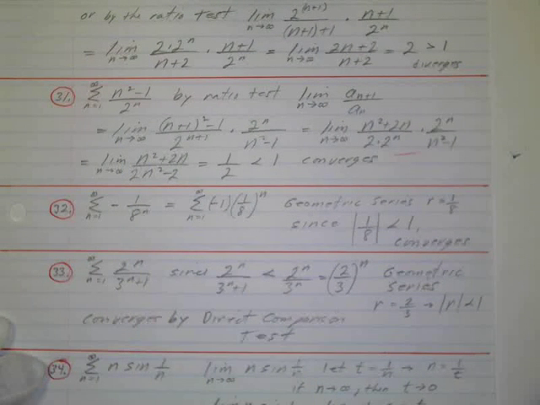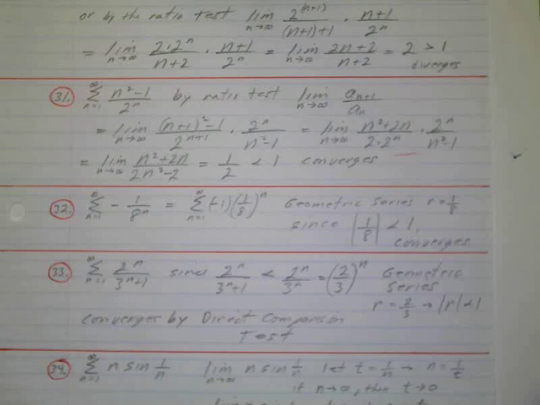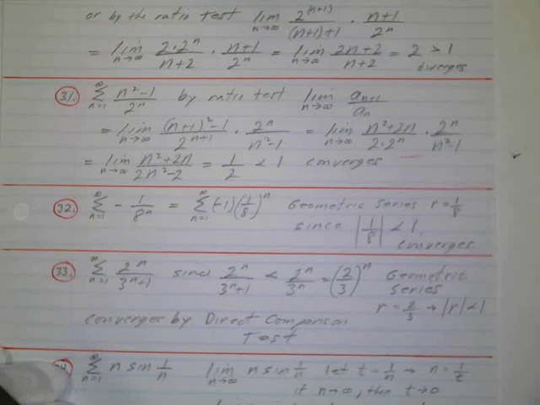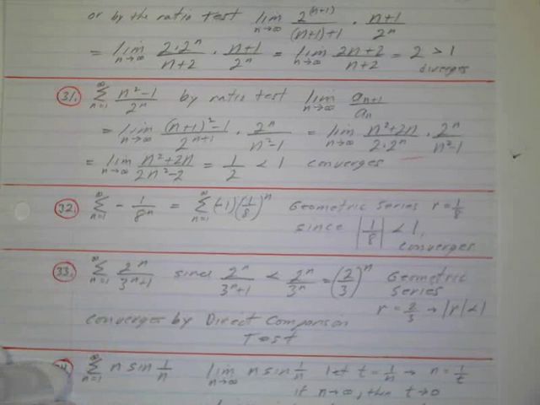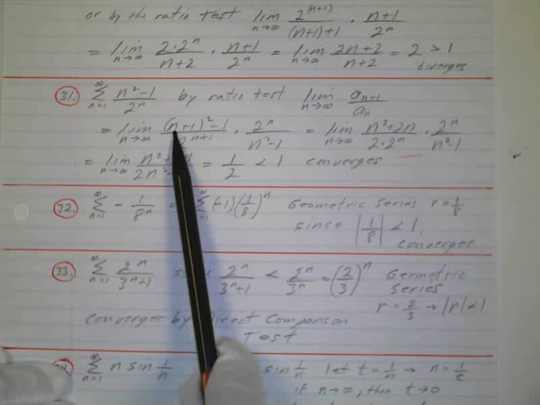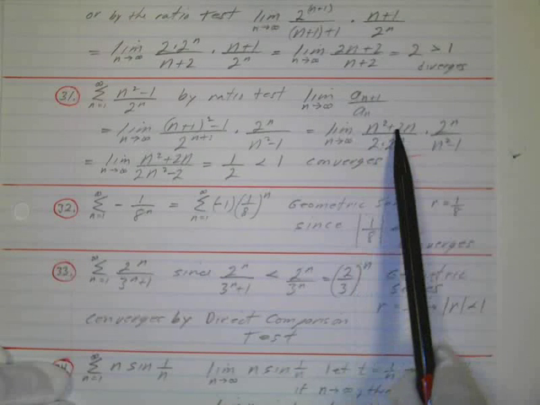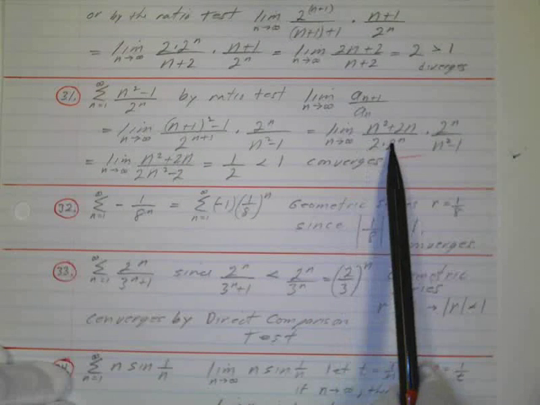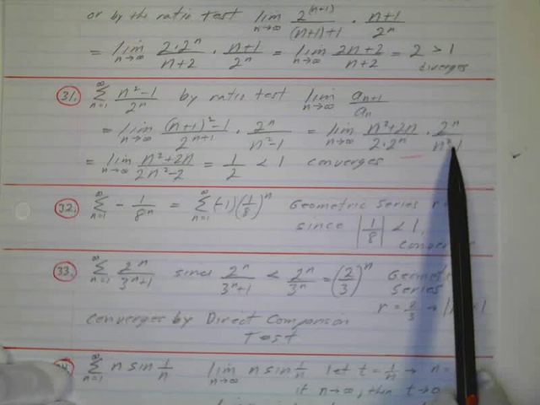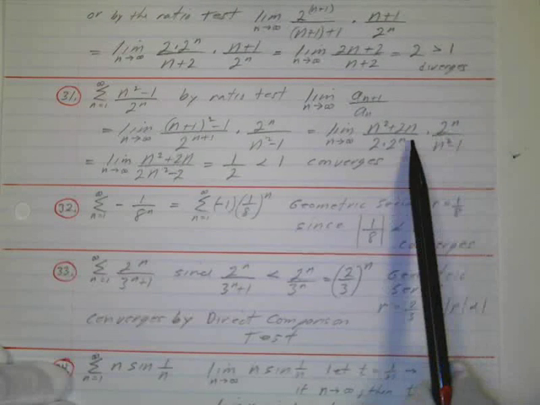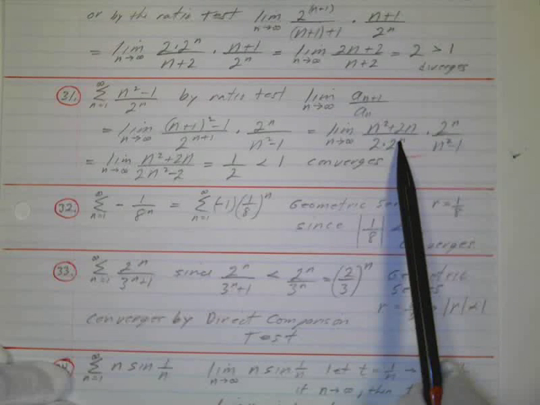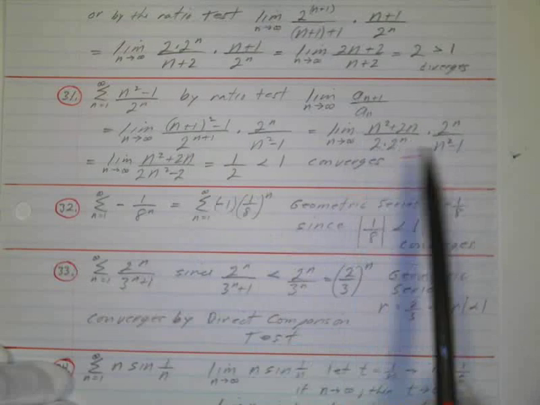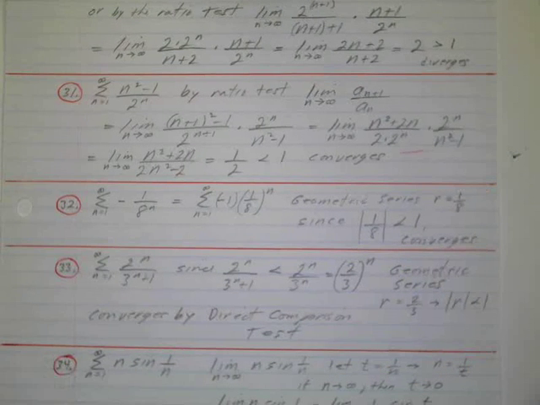All these terms will always be positive, so I don't need the absolute value; there are no issues with negative signs. What we can do is multiply this out, and I get n squared plus 2n plus 1 minus 1, which is just n squared plus 2n. On the bottom, I can rewrite this as 2 to the n times 2, or 2 times 2 to the n. And you can notice that the 2 to the n's cancel. I'll just have n squared plus 2n, and then 2 times this, so that's 2n squared minus 2.